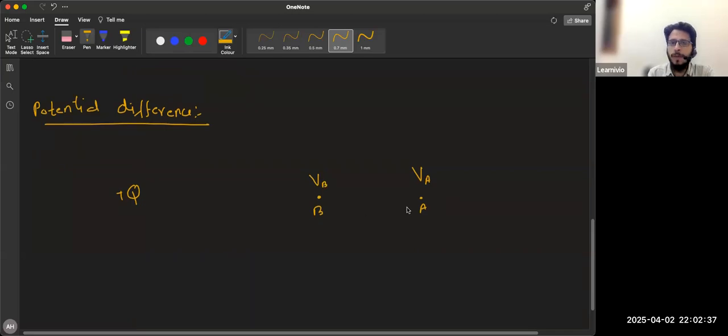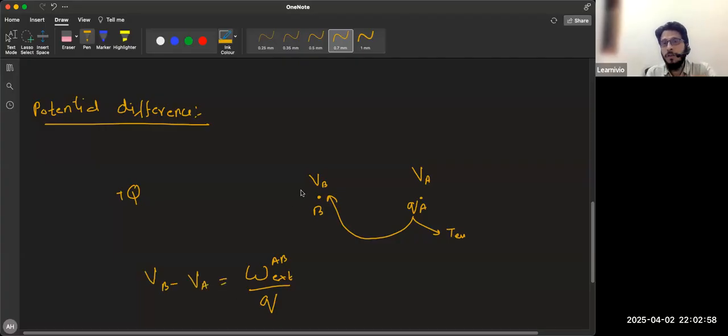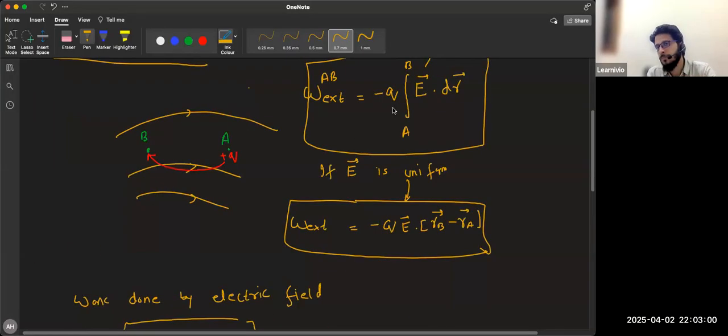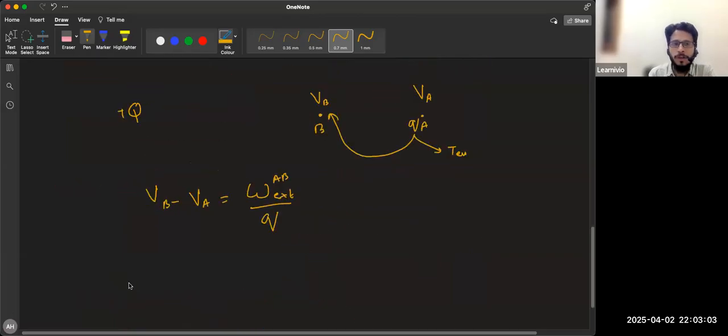So to calculate VB minus VA, you will take a test charge. You will take this test charge from A to B and you will calculate work done by external force in carrying this test charge from A to B. And then you will divide this work done by the test charge. This will give potential at B minus potential at A. Work done we have already calculated here. So from there, you can relate this potential difference with the electric field also.